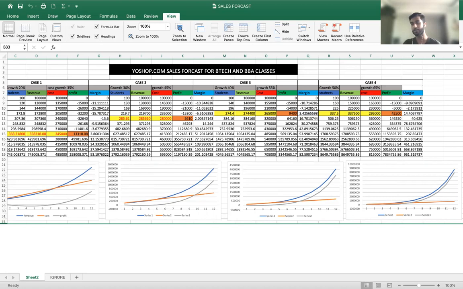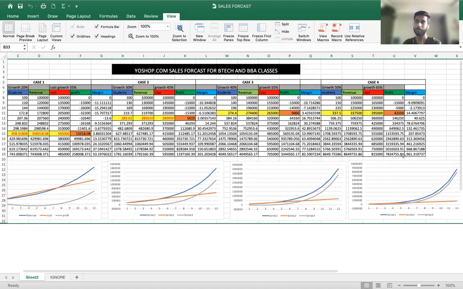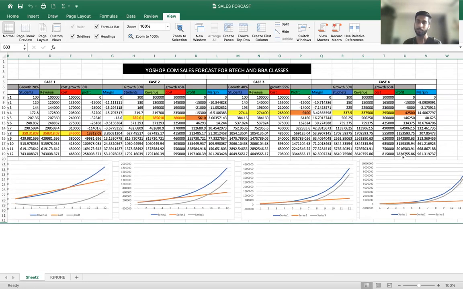Then 8,000 students will be handled by the end of the year, and in the fifth month we can reach break even and generate a profit of around 42,500, and the profit margin of the company can be around 961% by the end of the year. So in all these cases, the fourth case is the most optimistic, where 50% growth of students takes place and growth of cost is 65%, and profit margin is highest at 961%.